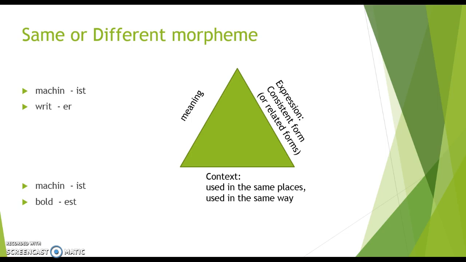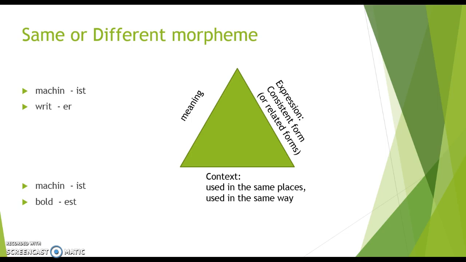Now let's look at machinist and boldist. As I say it, they do have a consistent form, at least in sound, if not in spelling. So maybe it's consistent enough, similar enough in form. What about meaning? Does the -ist in machinist and the -ist in boldist mean the same thing? Well, no. If machinist is one who works with machines, boldist is not one who is bold. It means the most bold. So there's a different meaning to that morpheme.